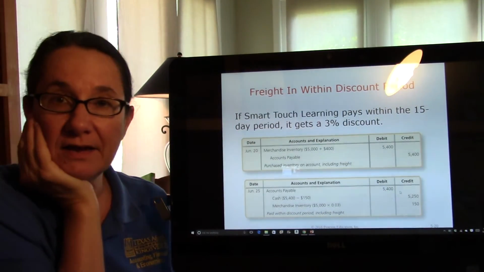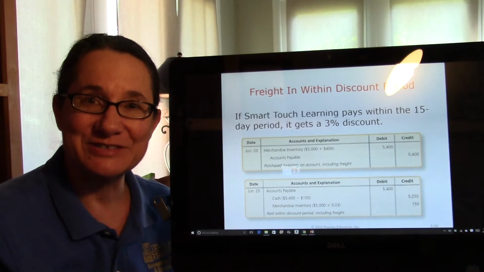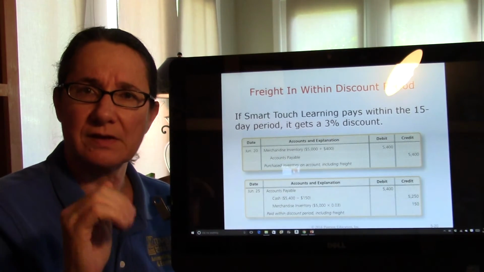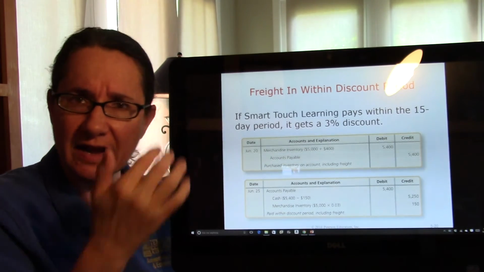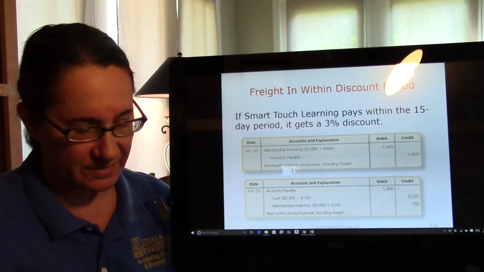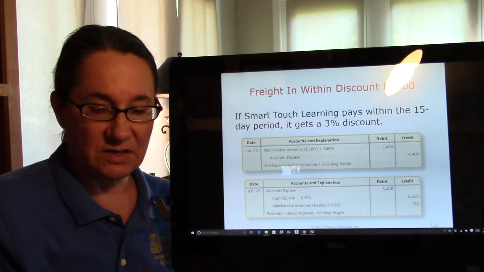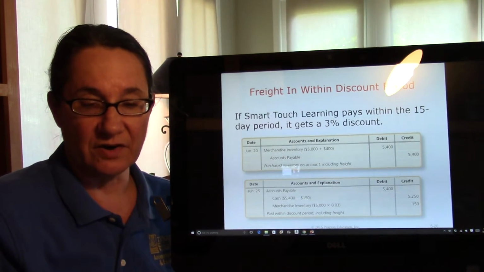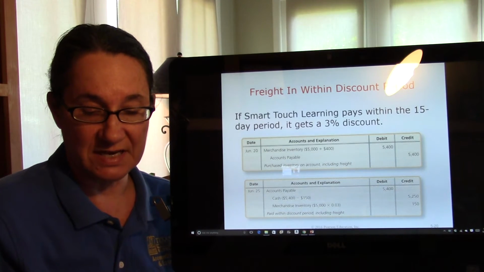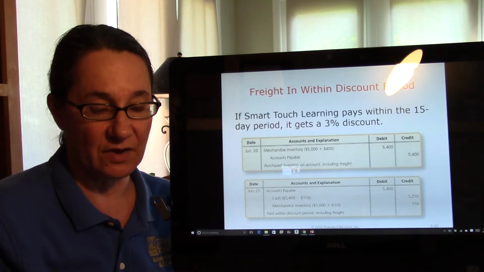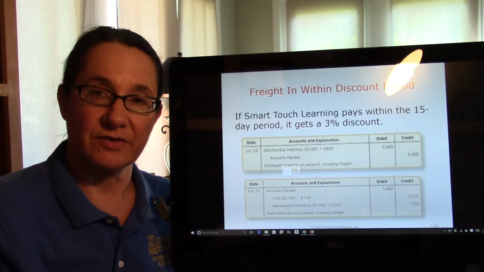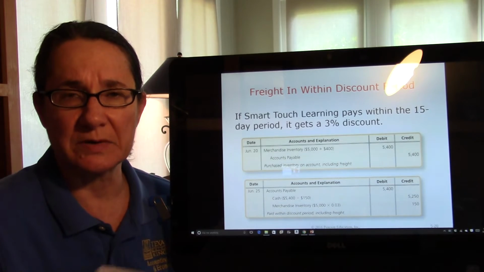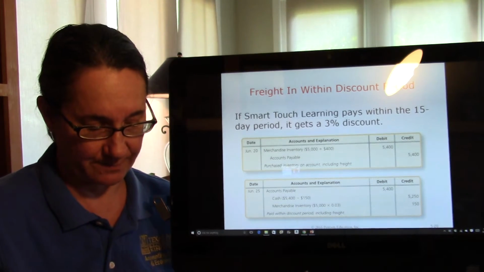All right, freight in with a discount. Oh my goodness, now we're starting to combine things. It's okay. Remember, we got discounts handled. We got freight in handled. We can certainly handle a discount. Discounts are computed only on the merchandise purchased from the seller. Discounts are not computed on the transportation cost because there is no discount on freight, right? So the $35,000 discount that we did stands. We don't need to change it. We don't additionally discount the freight.